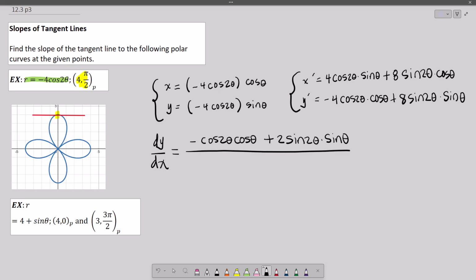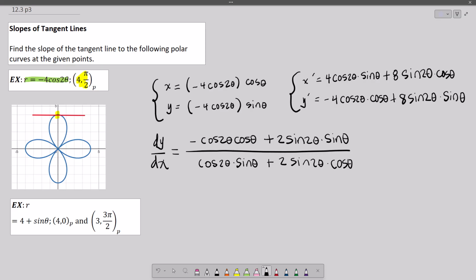Divide out the 4 there, cosine 2 theta times sine of theta plus 2 sine 2 theta cosine. All right, so there's your dy dx. That is the slope of the tangent line. Right there.